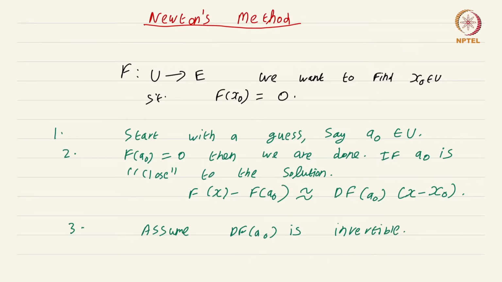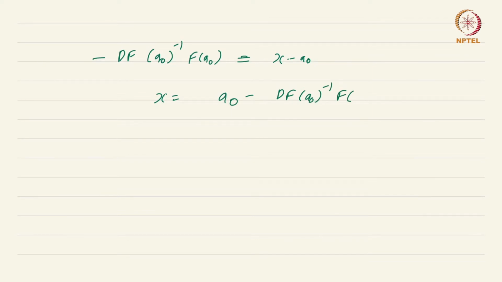Okay. Then what you can do is you can pull this trick of taking df at a naught to the other side and set f of x to be 0. Of course, x is supposed to be the place where the solution is happening. So what we get is negative df at a naught inverse f of a naught is nothing but x minus a naught, or in other words, x is equal to a naught minus df at a naught inverse f of a naught.